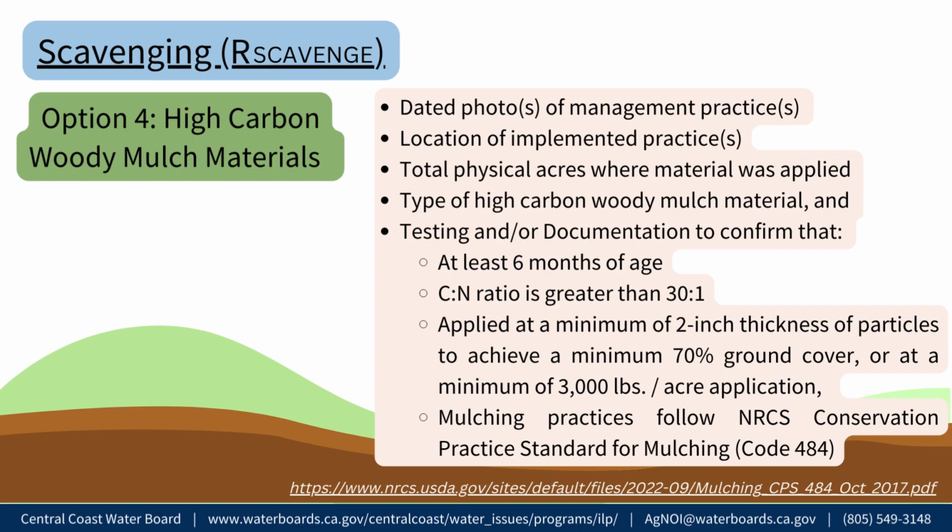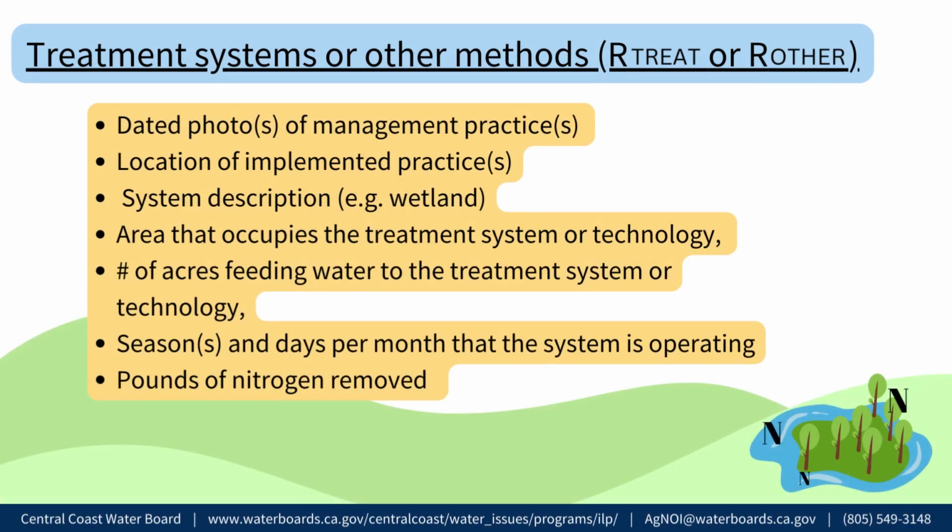Please keep in mind that if a grower applies cover crops, high carbon amendments, and woody mulch on every acre of their farm, the ranch may only receive a maximum scavenging credit of 30 pounds per ranch acre per year. Treatment systems or other methods, R-treat or R-other.